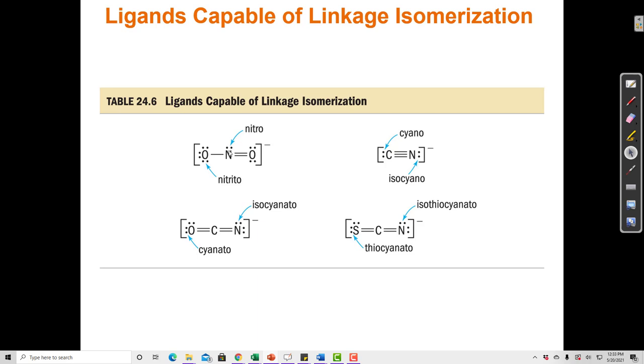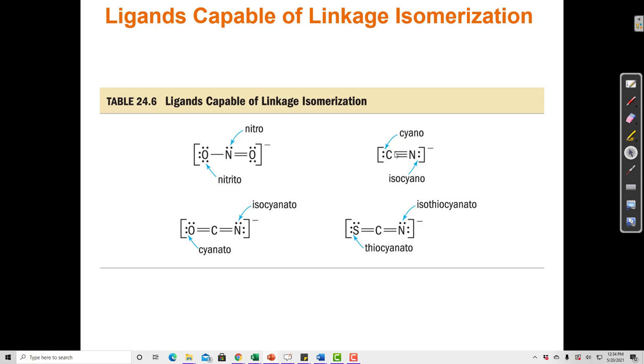Of course, we couldn't just do it from the formula like we did in a previous video where we're given a formula and we're trying to give the name. We would actually have to see a picture of this structure, and we'd have to see in which way it's bonded. Does the bond to the central metal ion go from nitrogen or from oxygen? We need that information in order to call it nitro or nitrito.